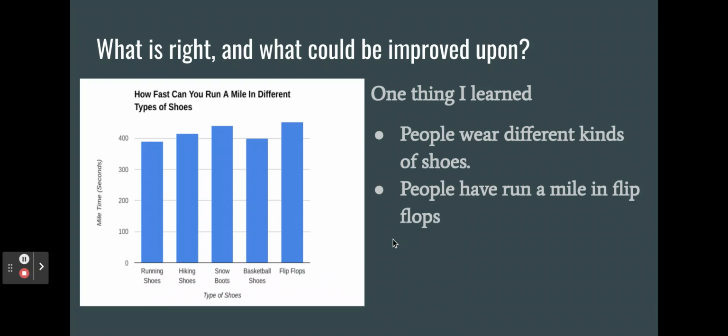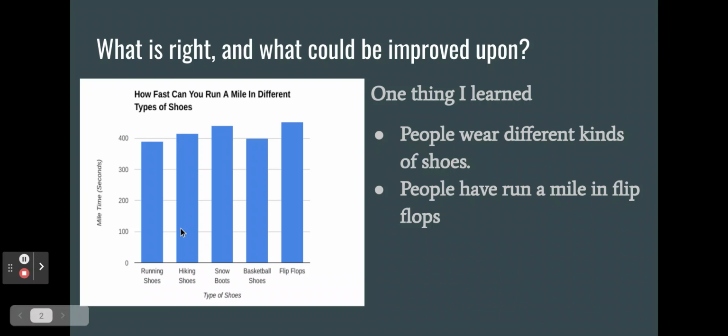So here's an example of level 1 responses to this question. For summarizing the data, you could say people wear different kinds of shoes. That's true. That's not wrong. You can look at this and say people wear different kinds of shoes, but that answer doesn't answer the question. This doesn't address how fast you can run in different types of shoes. This is just stating a fact.